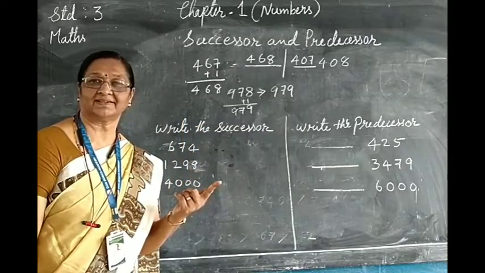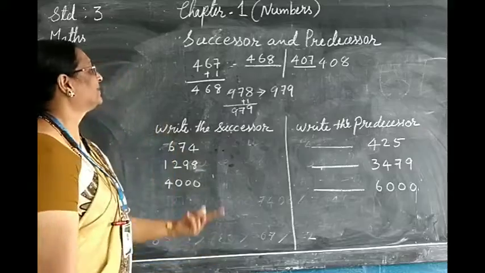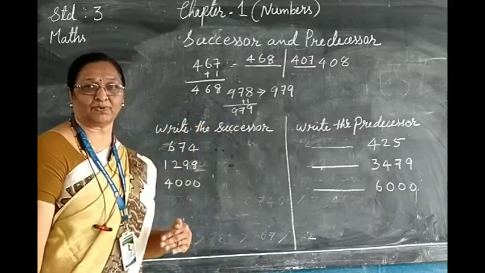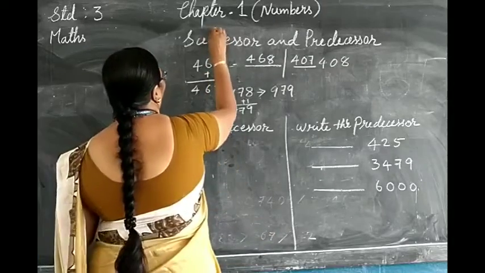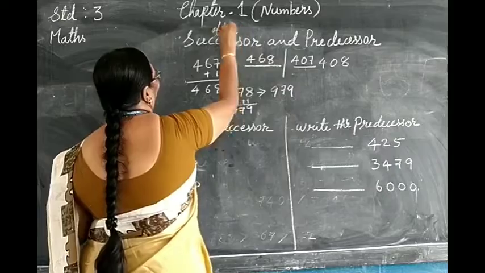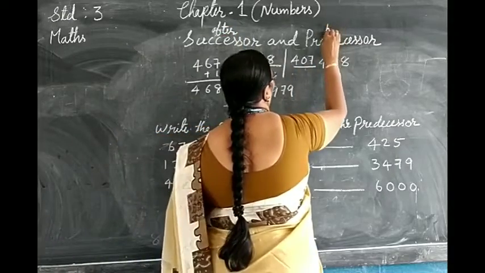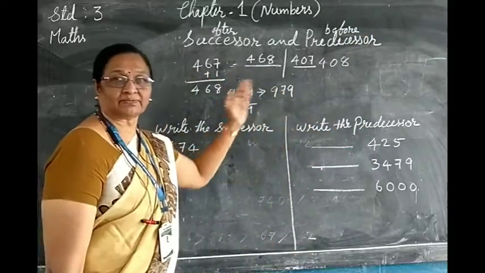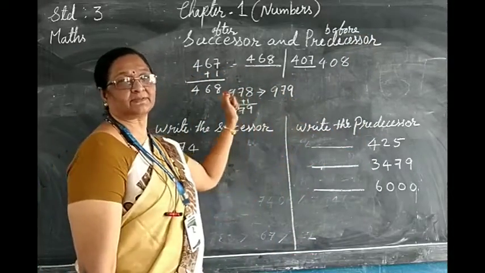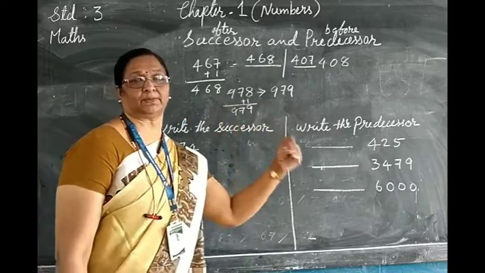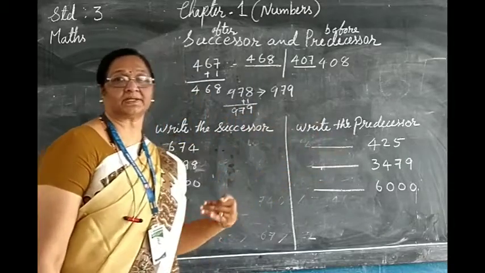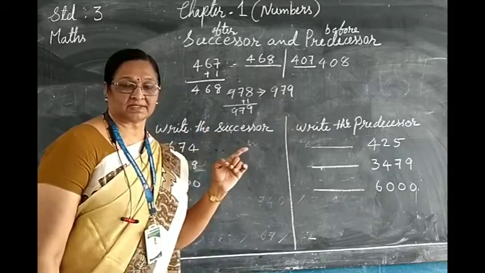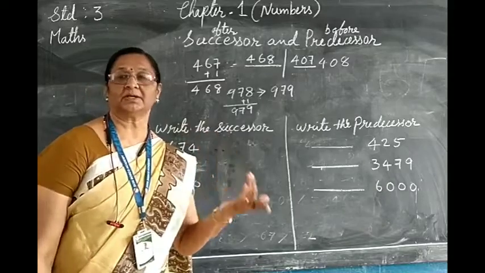Very simple, you have already learned after and before. Same way, successor means after number, predecessor means before number. So we can write here after and before. Now it is clear. Successor means after that number. Predecessor means before that number. For that, what do we have to do? We have to plus 1 for the successor and minus 1 for the predecessor.